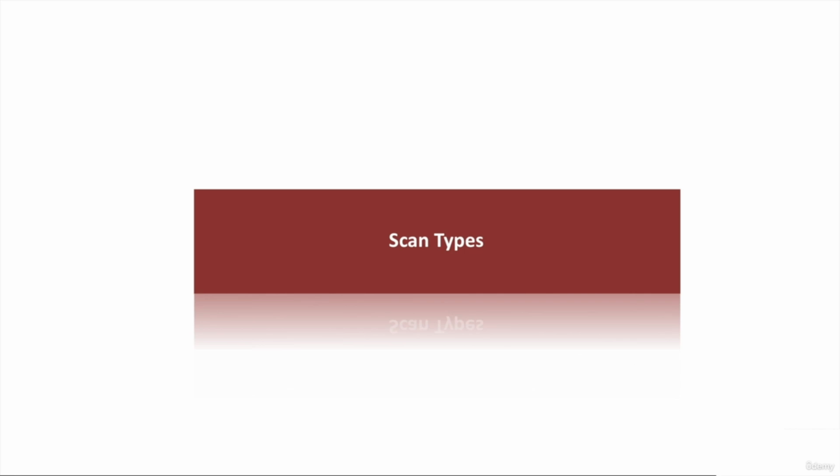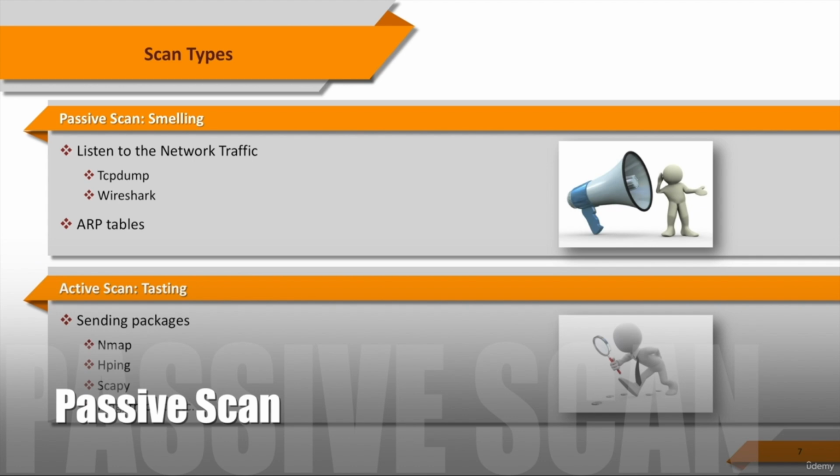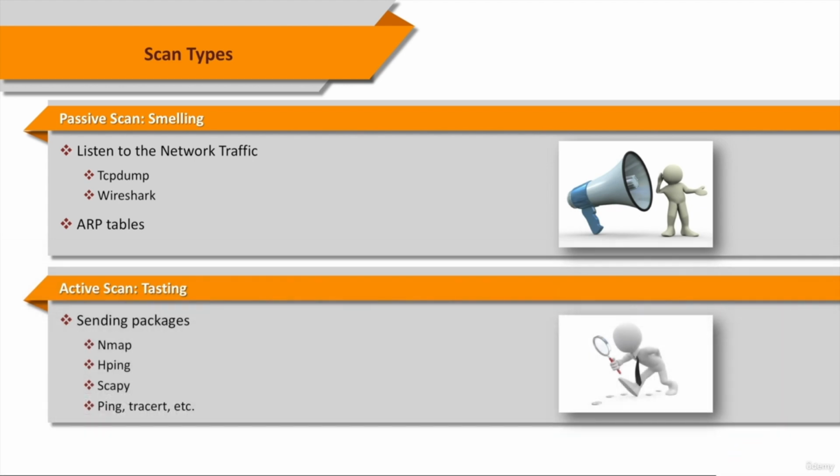You can scan the network to find out the computer systems in a network and discover the network topology. First, let's see the scan types. There are two types of scanning. First type is passive scan. In this type of scanning, you don't want to be recognized by the target.